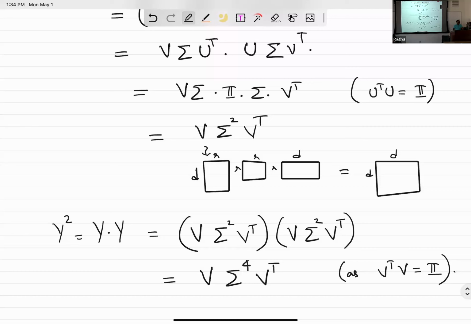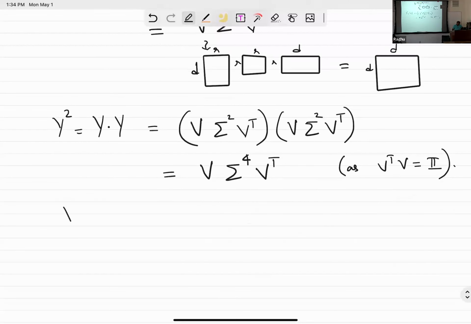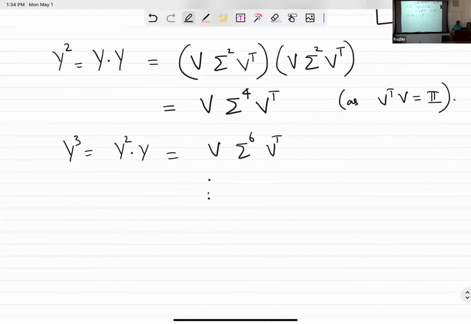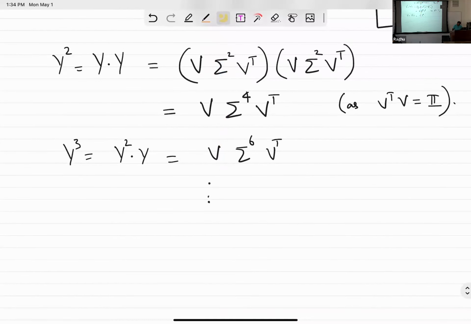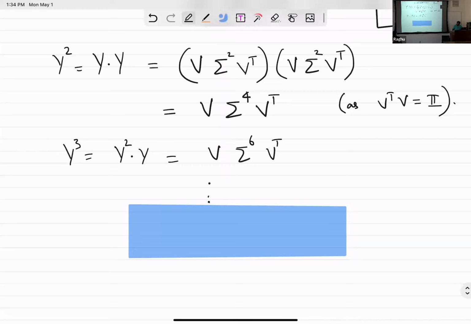So you get the drift now. What about Y cubed? What should I get? Yes, V sigma to the 6 times V transpose. So if I keep repeating this, maybe L times, I get this identity: Y to the L is V sigma to the 2L times V transpose.